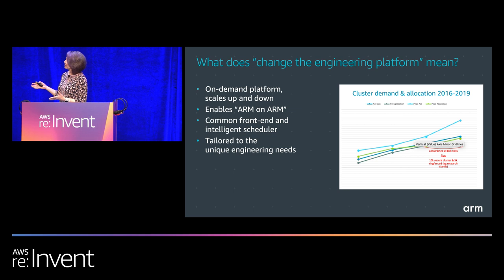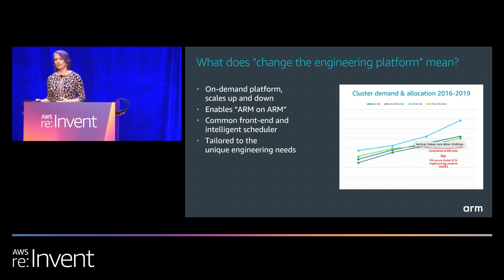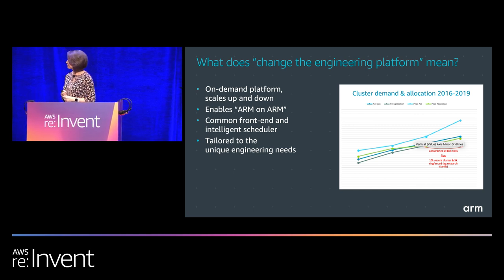And the sale technique that we use is to attract them to an on-demand platform that scales up and down as their needs change. It enables us to use our Arm-on-Arm strategy, so that we can benefit from some of the performance behaviors that come from ARM-based servers. We support this hybrid platform with a common front end and intelligent scheduler, and this ultimately gives the engineers the flexibility that they need for their runtime environment.